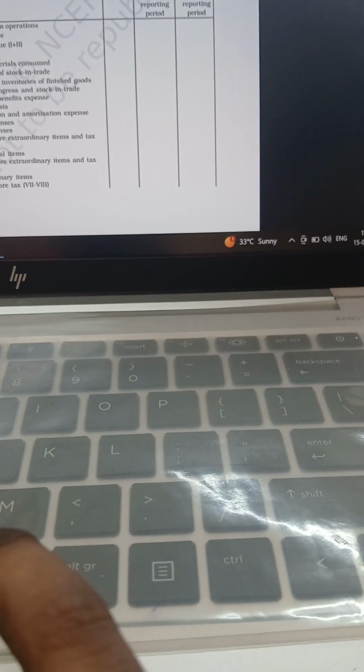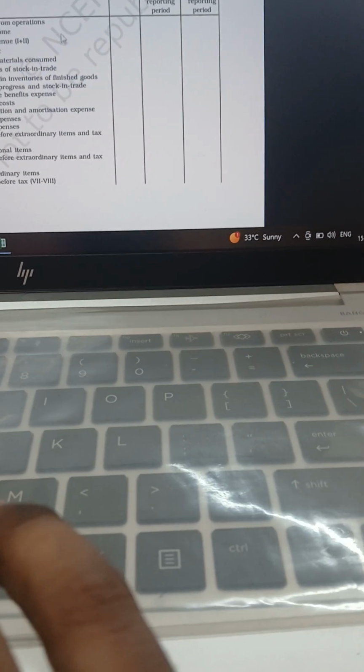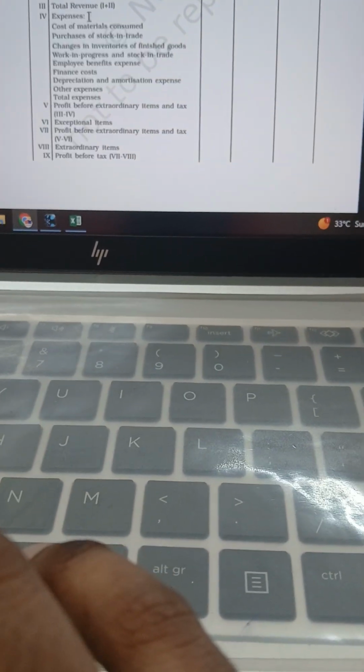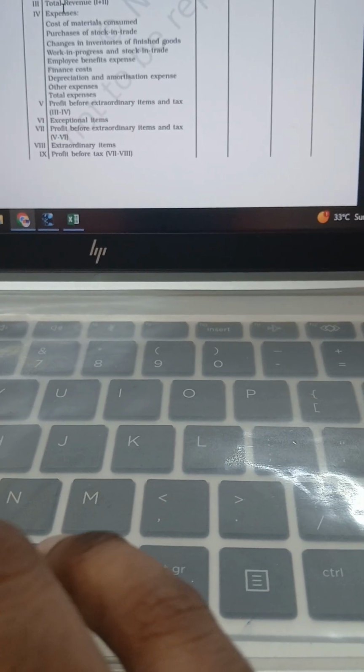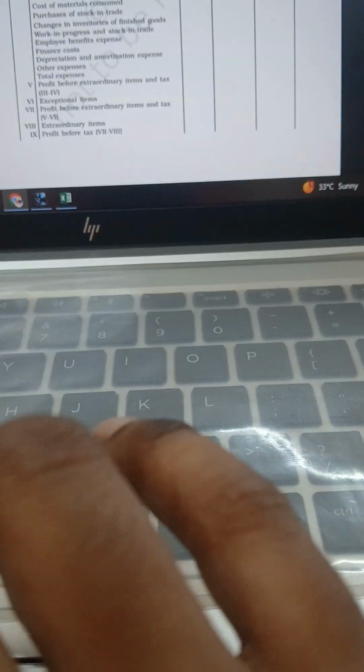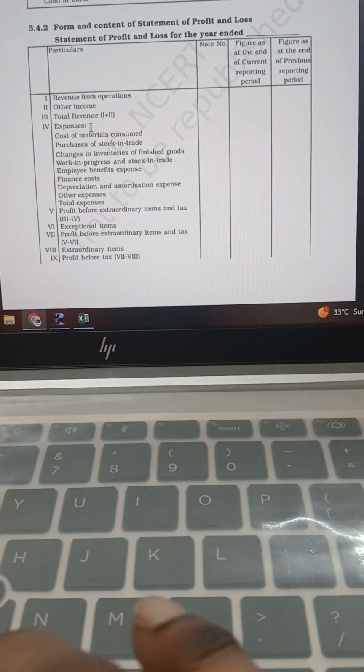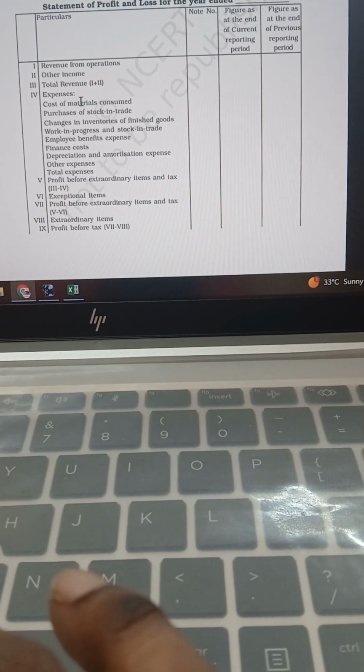Our first item is revenue from operations, that means the income that we gain from our usual business operations. Then any other income. Total revenue: all the incomes that we got in that particular year should be shown here. Then we have to add them, and that amount will be our total revenue.